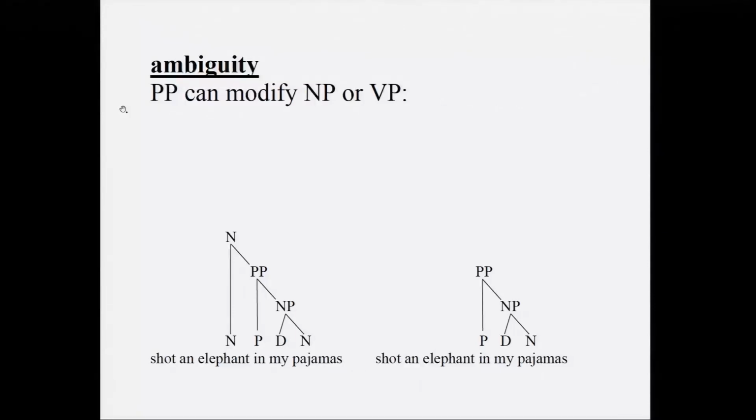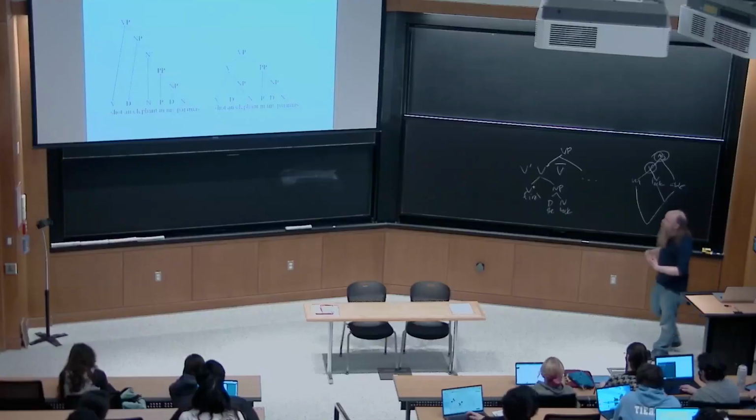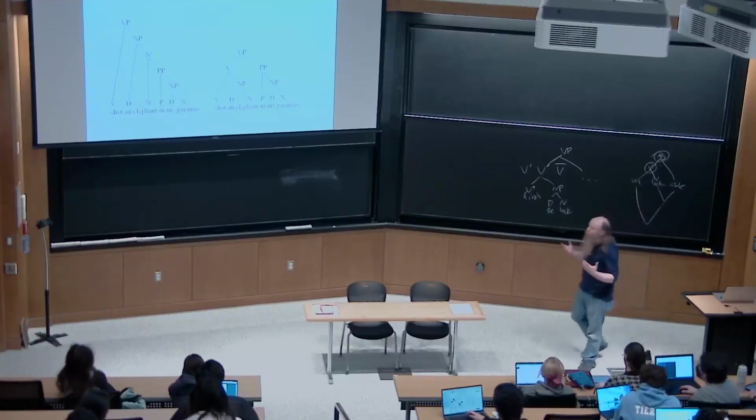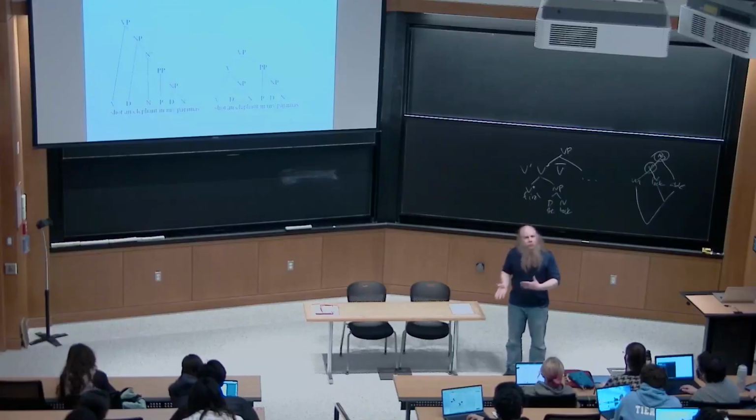The prepositional phrase in my pajamas could modify the elephant. That is, it could be that it was the elephant who was wearing the pajamas. I shot an elephant in my pajamas. Or it could be that we put together shoot an elephant, and then we merge in my pajamas with that, right? So that in my pajamas is modifying the way in which I shot an elephant. That is, I shot an elephant while I was wearing my pajamas. So I shot an elephant in my pajamas. It's an ambiguous sentence. It could mean either I was wearing pajamas or the elephant was wearing pajamas.